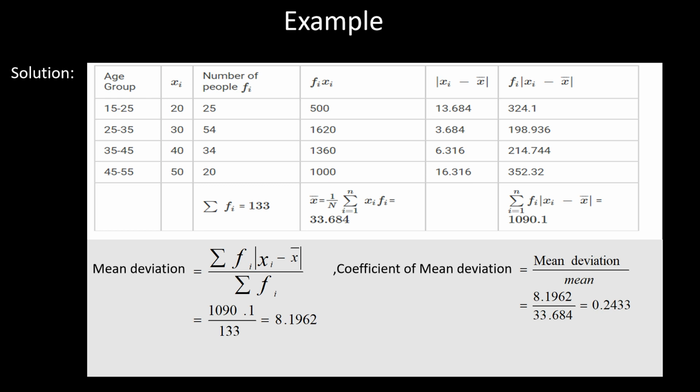But in an inclusive series, the same classes will be given as 15 to 24 and 25 to 34 and so on. You can observe the upper limit of the first class is not equal to the lower limit of the second class, so it is an inclusive series. If inclusive series data is given, convert it into exclusive series to get the answers very easily.